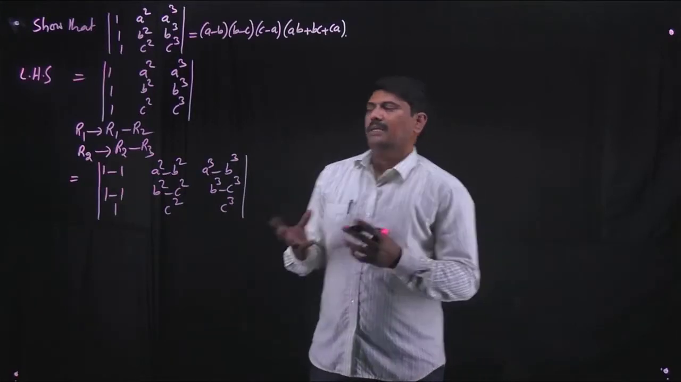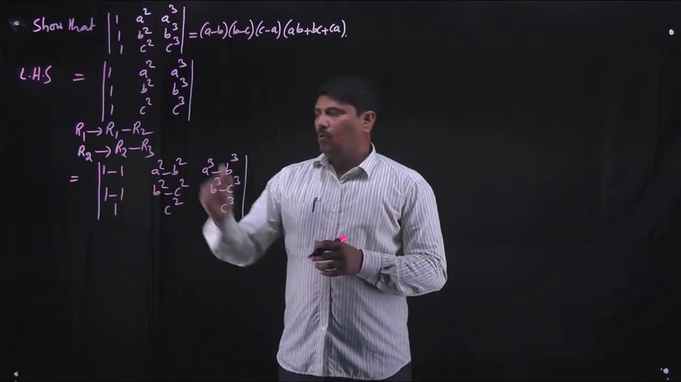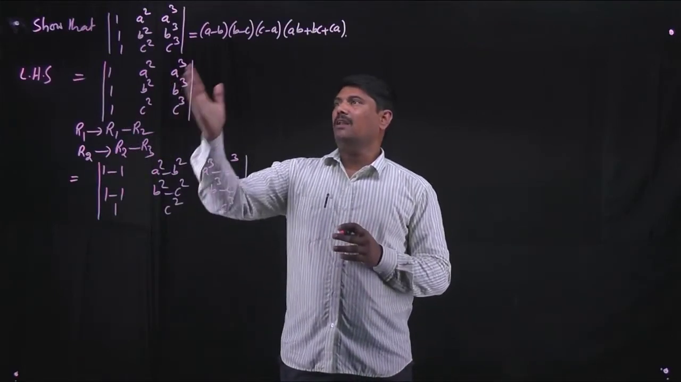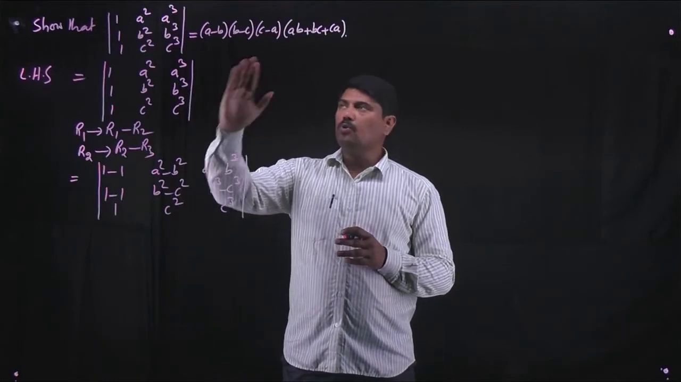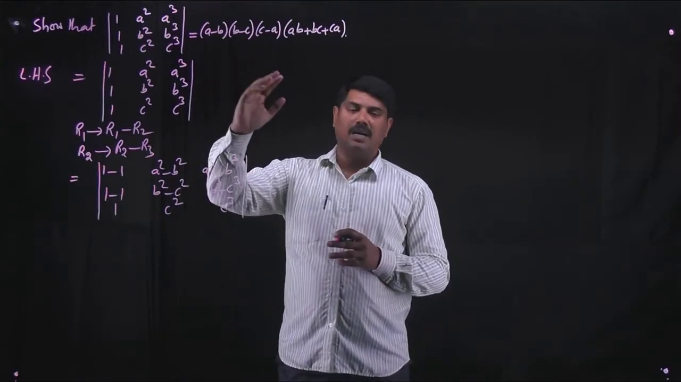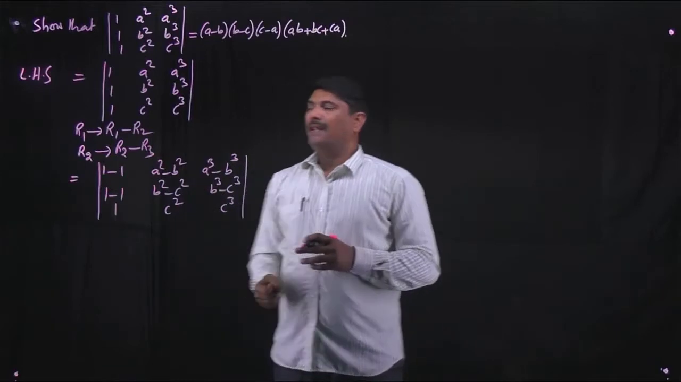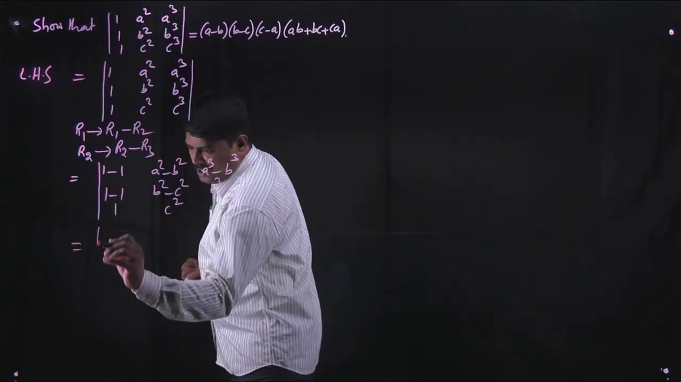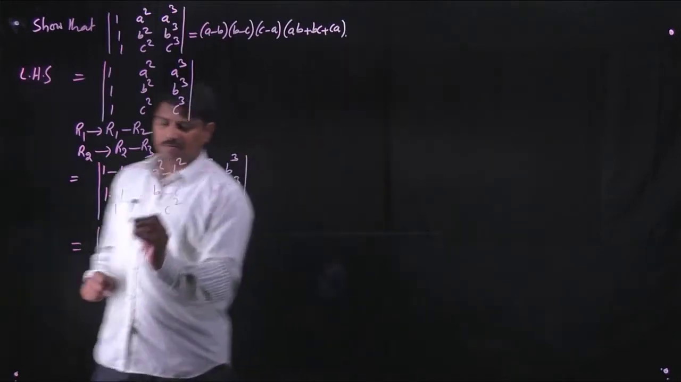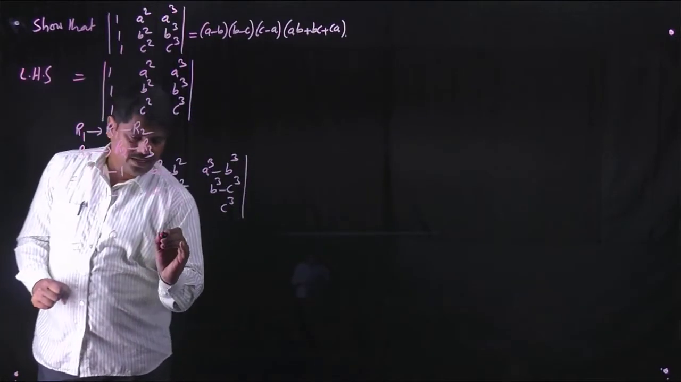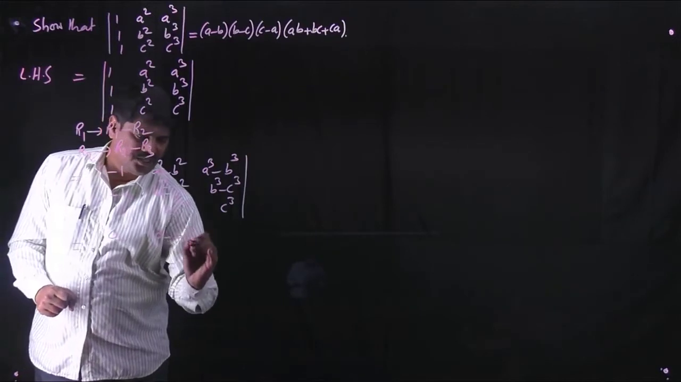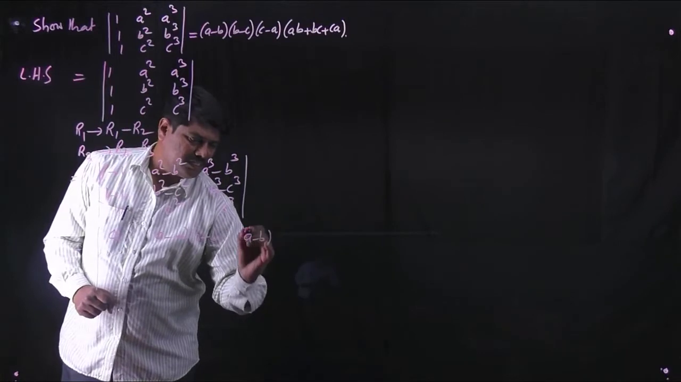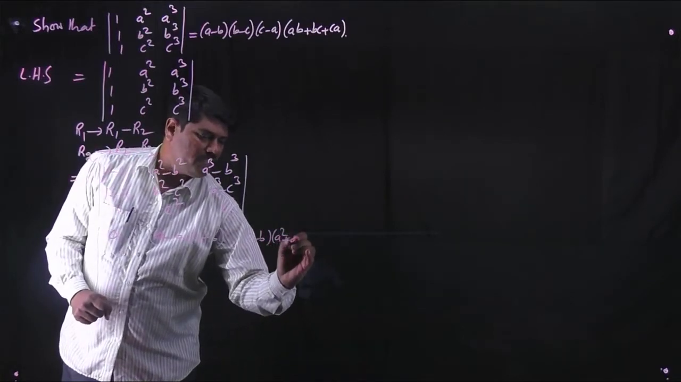Generally it is difficult to remember why we are using these applications. First you have to know the RHS value, to get such values as factors in the RHS. So you have to apply such type of applications. Later, doing the general calculations: what is 1 minus 1? 0. A square minus B square, write that as A minus B into A plus B. A cube minus B cube, write that as A minus B into A square plus AB plus B square.